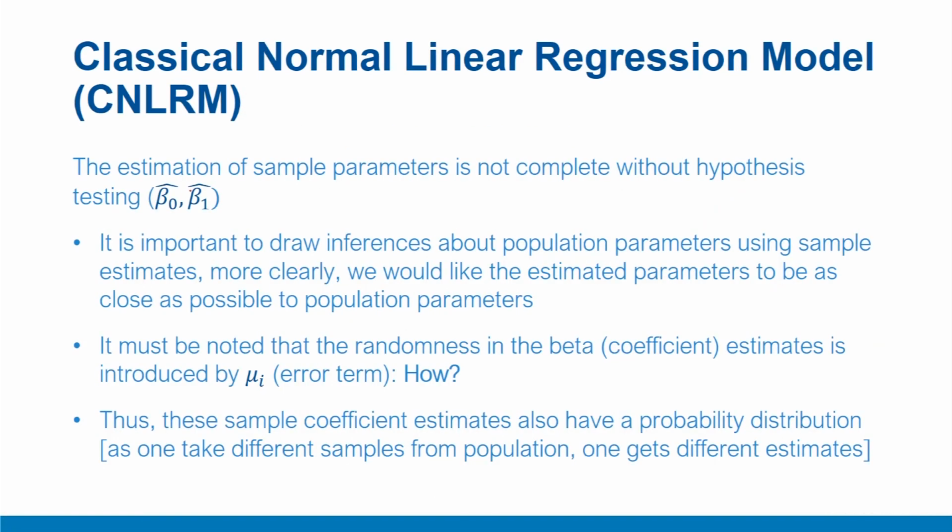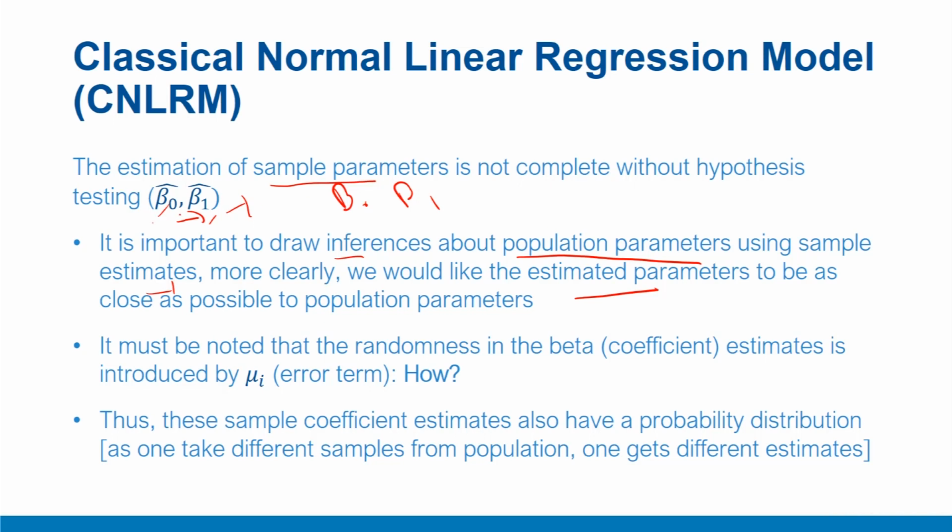Now with this introduction of normal distribution, we can apply the hypothesis testing concept on our parameter estimates beta naught hat and beta 1 hat, because hypothesis testing and inferential statistics are required for sample parameters. We need to draw inferences about population parameters using these sample estimates of beta naught hat and beta 1 hat. To be more precise, we would like the estimated parameters, beta naught hat and beta 1 hat, to be as close as possible to the population parameters, that is beta naught and beta 1.